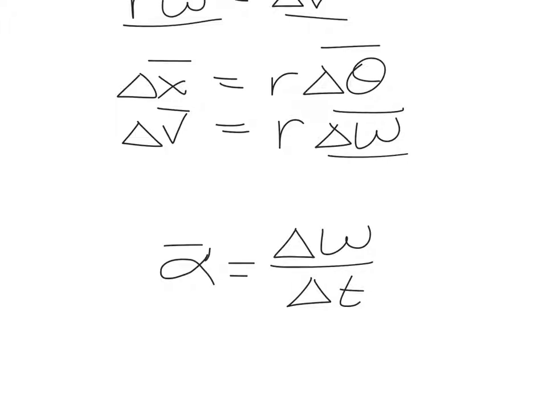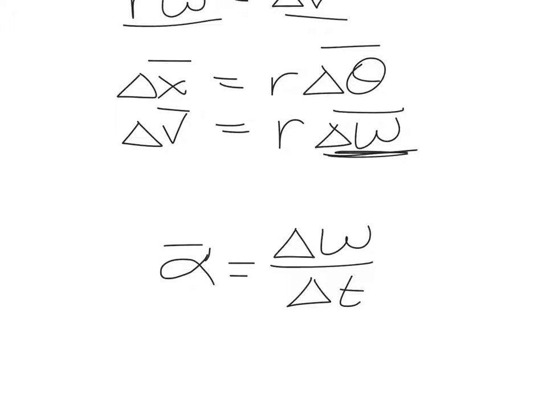But let's imagine this then. A delta omega would be a delta v over a delta r, right? So let's plug that in, and let's make another equation. You could probably see where this is going.